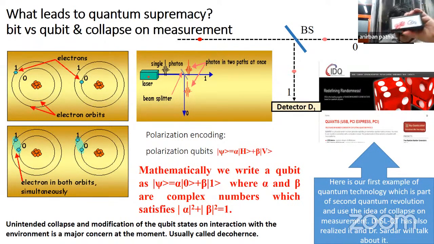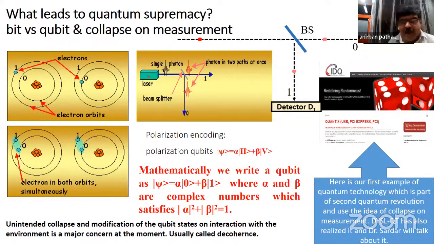So this is the random number generator. It looks like your laptop charger. I'll show a demo also, and there is a beam splitter and two detectors. Now this is cheap, and it is available as a PCB card also. This works over USB. There is a connector. I connect it to USB and I can generate random numbers and show you.